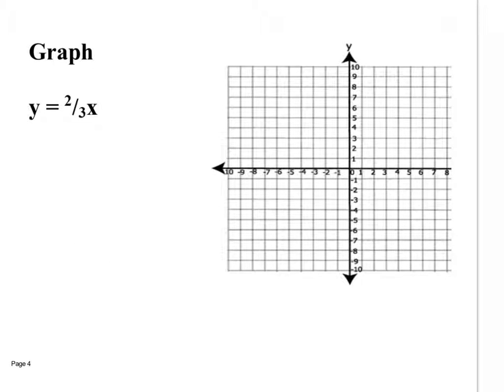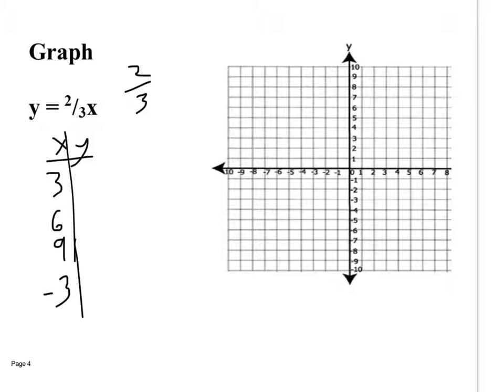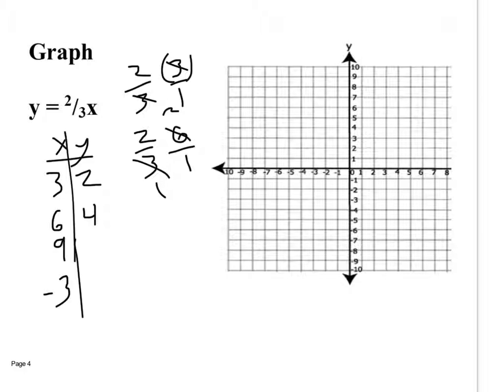All right, so let's do this one. We have y equals 2/3 x. So if I make a table, I'm going to pick some numbers like 3 and 6 and 9. I'm going to do -3 as well. So I plug in 3 for x. 2/3 of 3 is what? It's 2. The 3's cancel, remember? 2/3 of 6. It's 4. 2/3 of 9. 6. And let's do -3. It would be -2.